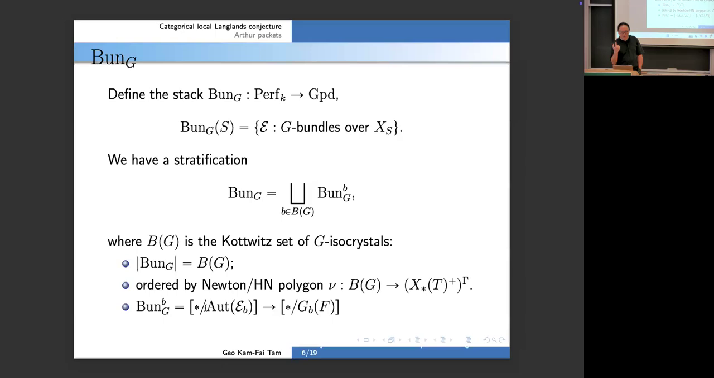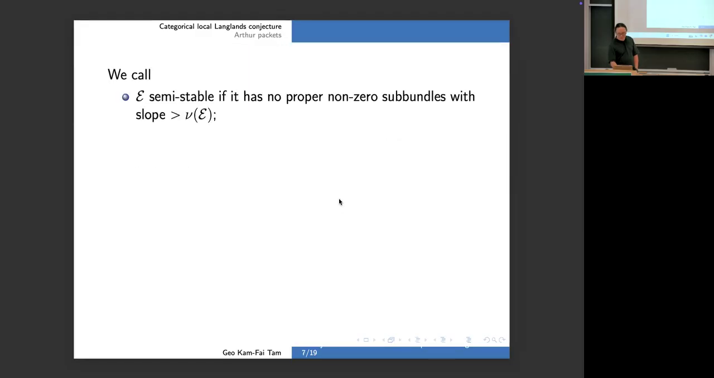Each stratum on Bun_G is the classifying space of the automorphism of the G-bundle, I think any G-bundle corresponding to this b. This automorphism group, in fact, if you take the pi_0, then you will get this G_b(F). So then this gives a natural map from the classifying space of Aut(E_b) to G_b(F).